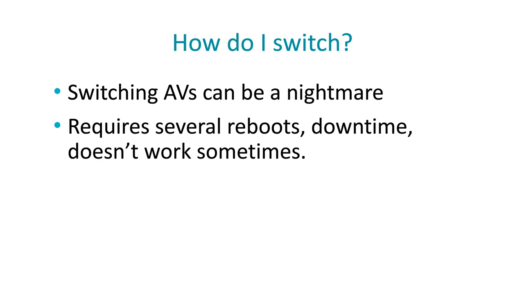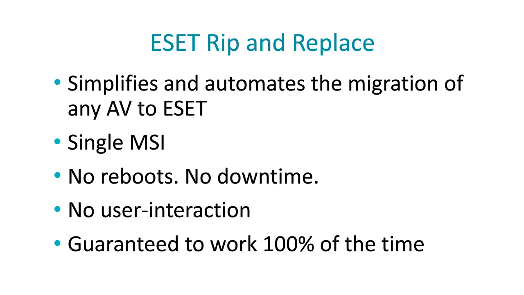So how do you switch? We know that switching AVs can be a nightmare because it requires several reboots, downtime, and it doesn't work sometimes. So ESET created something called ESET Rip and Replace, which simplifies and automates the migration of any AV on the market to ESET. It's a single MSI that requires no reboots and no downtime, and even no user interaction. So you deploy a single MSI and it moves you fully from whatever AV you might be running to ESET without any of those things.